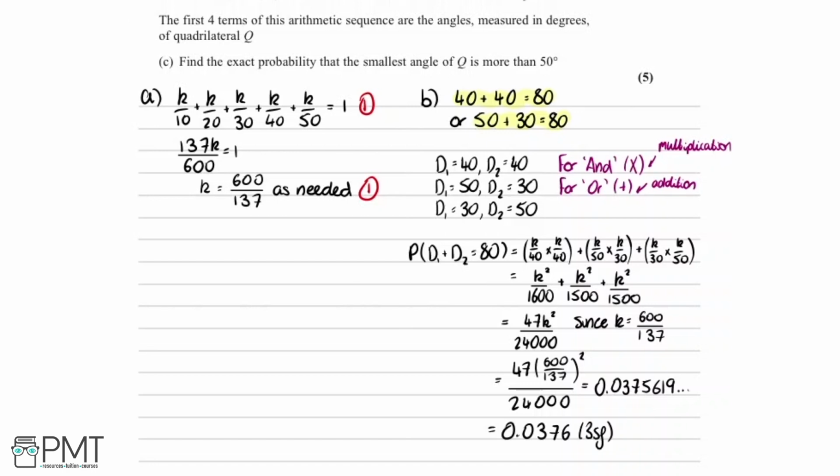So we got our first mark here for working out all the cases that we could have. We get our second mark here for this line here, and our final mark for getting down to the correct answer to 3 significant figures.